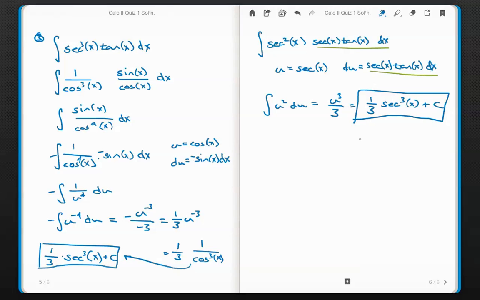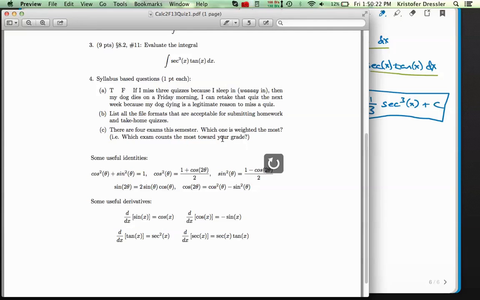Okay, so that's it. I'd like to briefly go over some course policies. I put this on my normal face-to-face quizzes, just to keep things even. If I miss 3 quizzes because I sleep in, now you guys have all weekend to work on them, so you have to sleep through the whole weekend. And then if my dog dies on some other Friday morning, can I retake that quiz because my dog dying is a legitimate reason? Well, sure, your dog dying is a legitimate reason. I'm not going to make that call, maybe you really liked your dog. But you've already missed 3. You get 3 strokes of bad luck, and if you've already used your 3, the 4th one, I'm sorry, you do not get to retake that one.